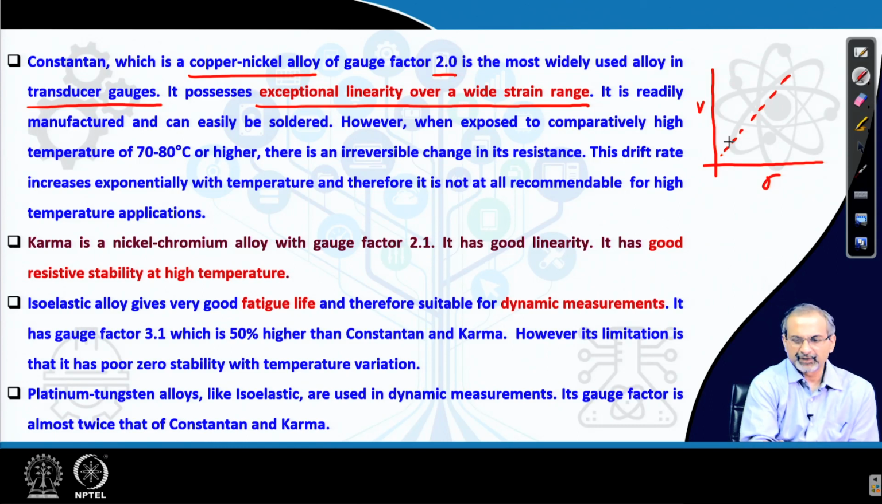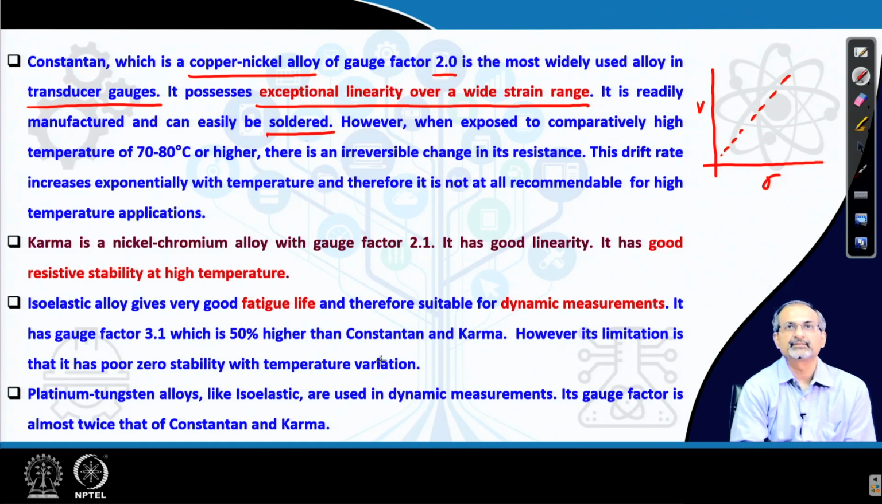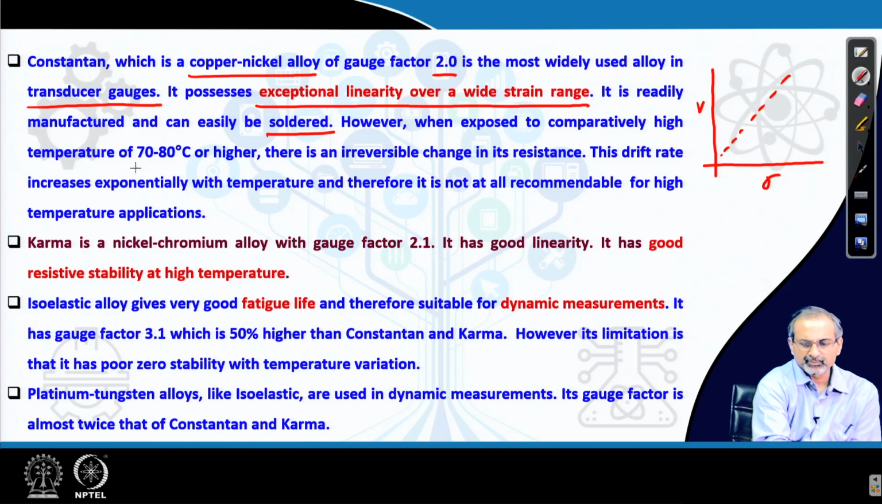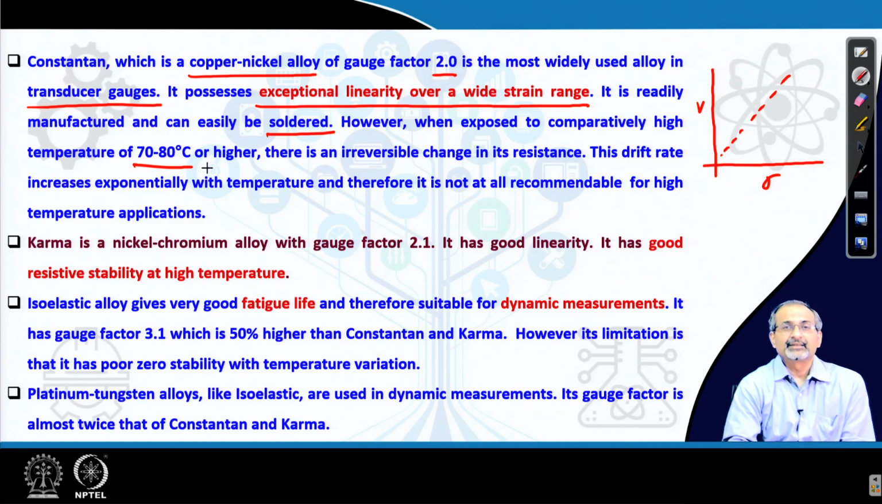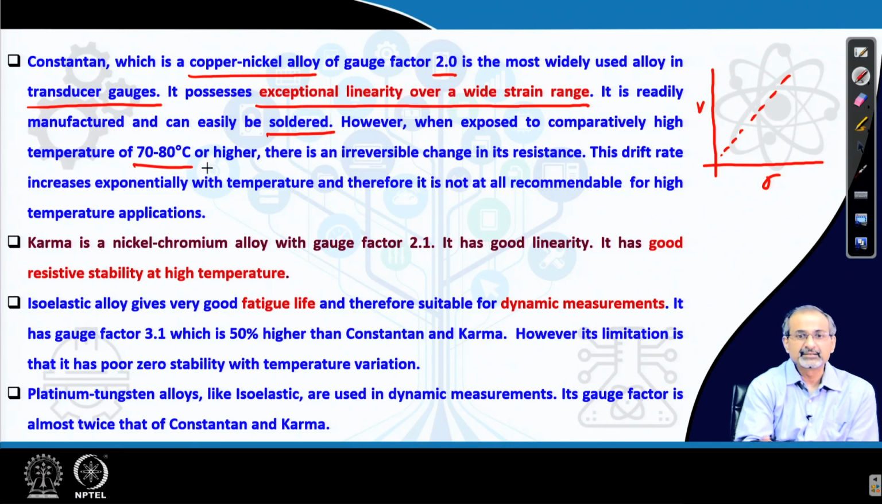And it is easy to manufacture, easy for soldering when you try to fix it on surfaces, but when exposed to higher temperatures of the order of 70-80 degrees or more, then the resistance of the strain gauge starts drifting, and it increases exponentially with temperature, and therefore, it is not at all recommendable for high temperature applications. So, that is the limitation.